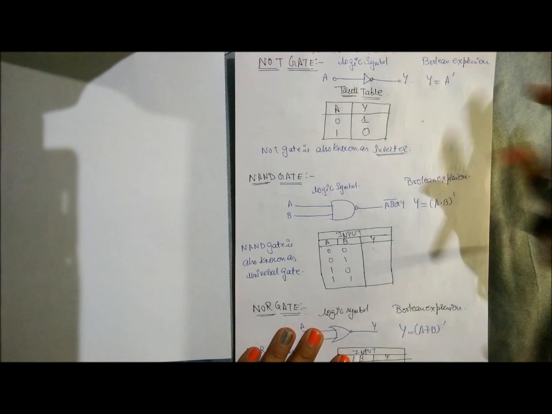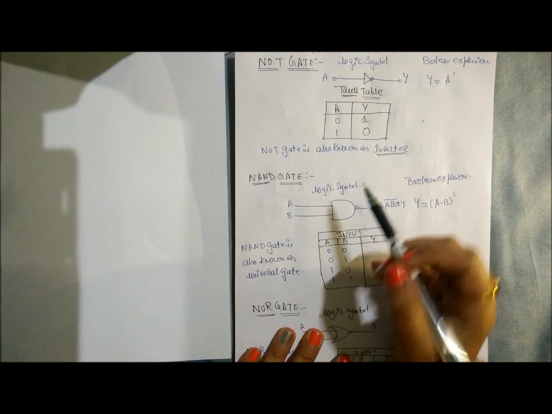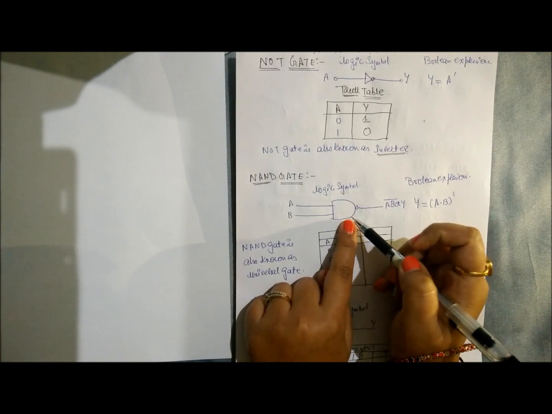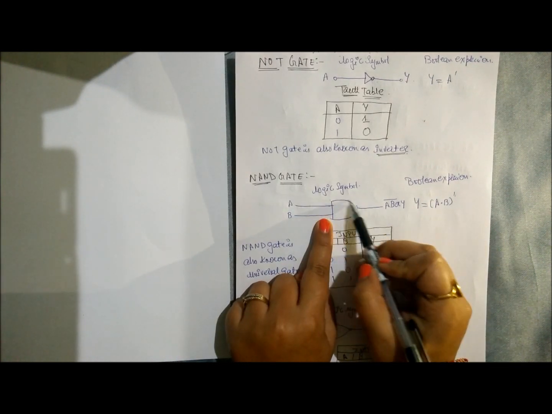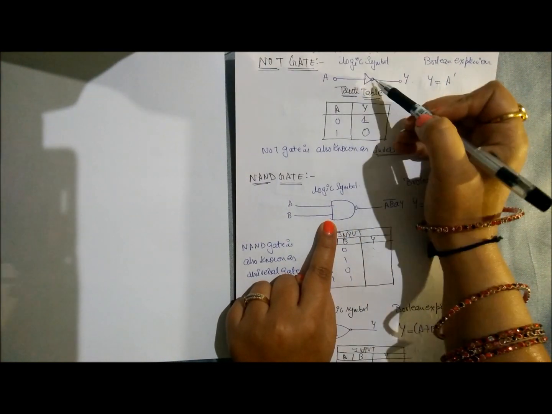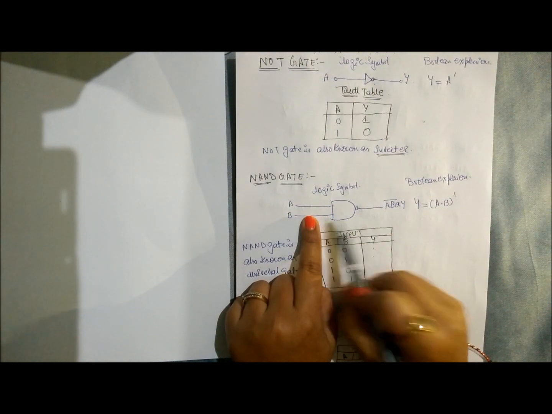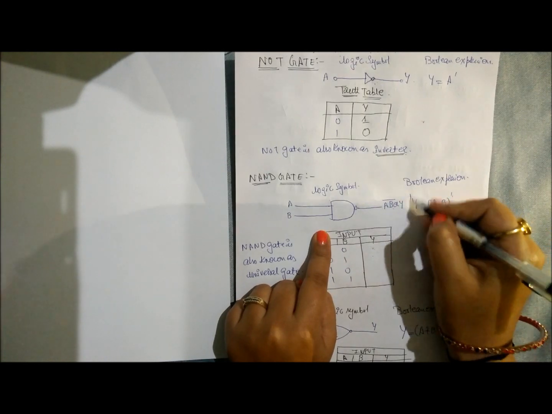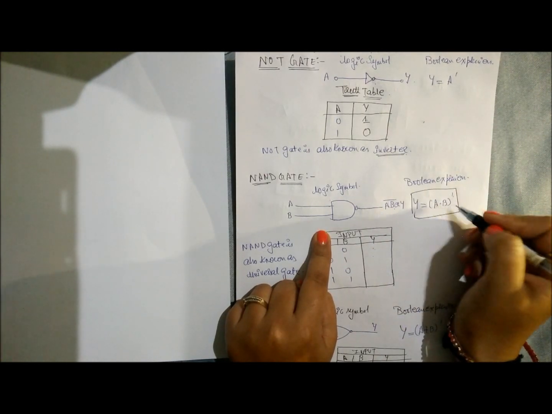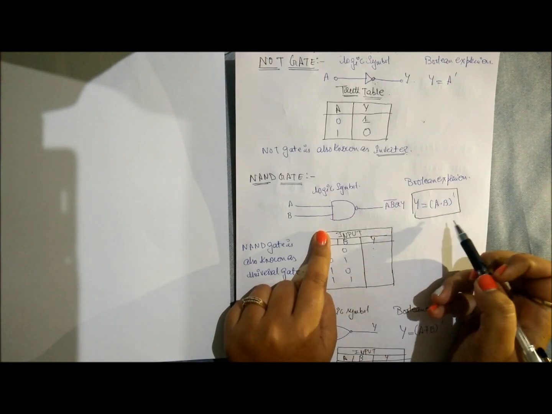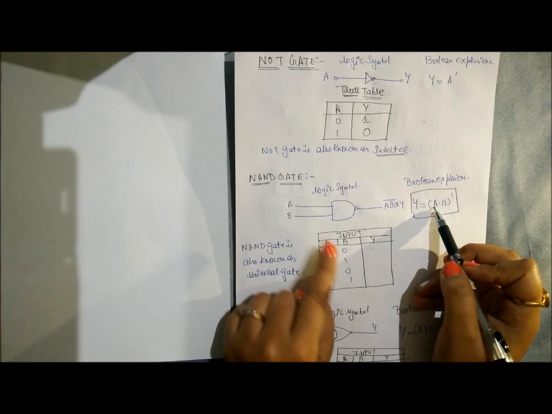What is NAND gate? First of all, NAND gate is the combination of your AND gate and your NOT gate. You can see as in the logic symbol, this is the NAND gate, and the bubble here represents that it is from the NOT gate. Now this is the NAND gate, inputs and outputs. Its Boolean expression is Y is equal to (A dot B) bar. Bar you can say, or you can say hyphen, anything you can say. This is the Boolean expression.